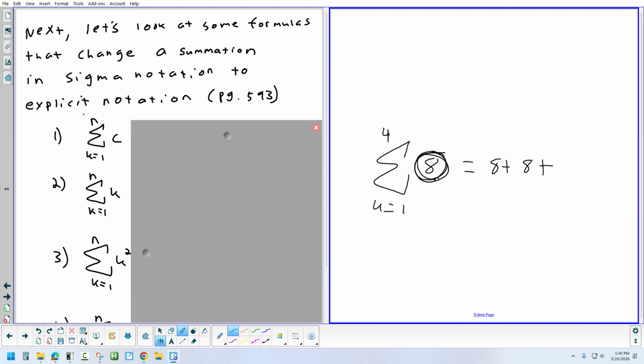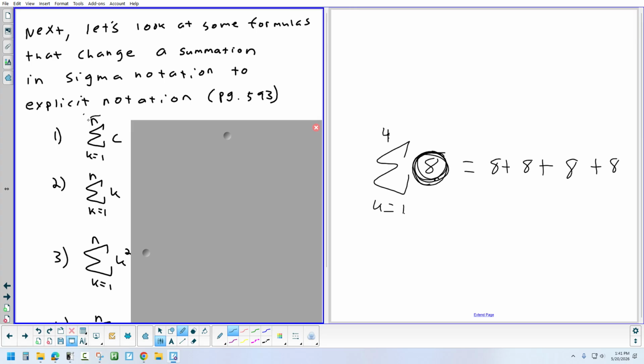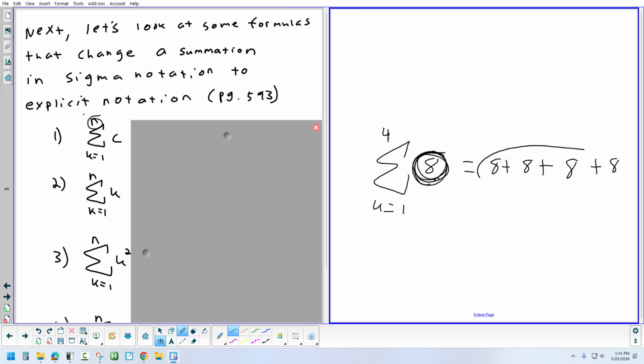Yep, 8. And now we're at the last one. Plug in 4 for k right there. What do you get? Yep, 8. You're adding up a constant that many times. There is no k, it's a constant. So what would be a quick way of doing that out? Yep.